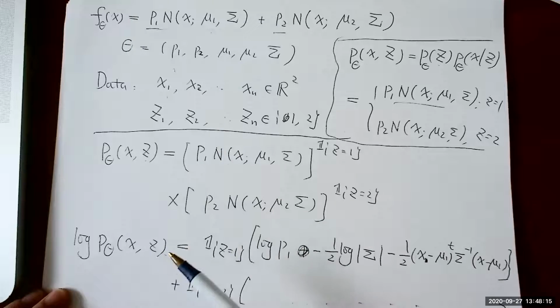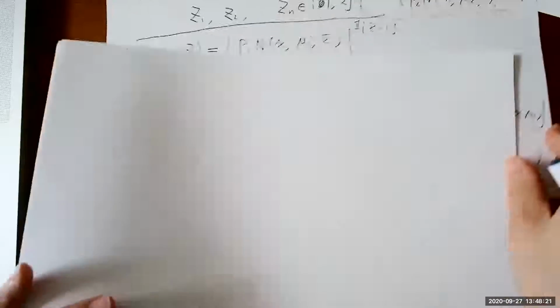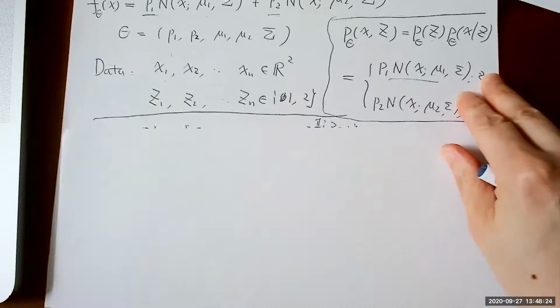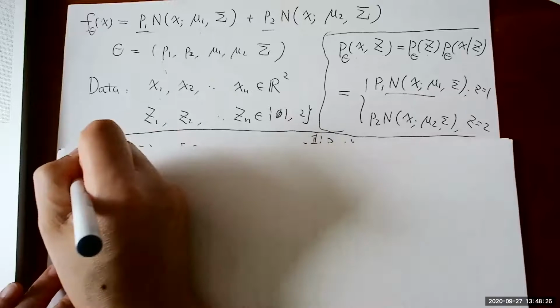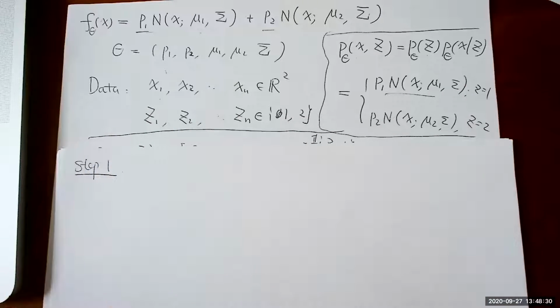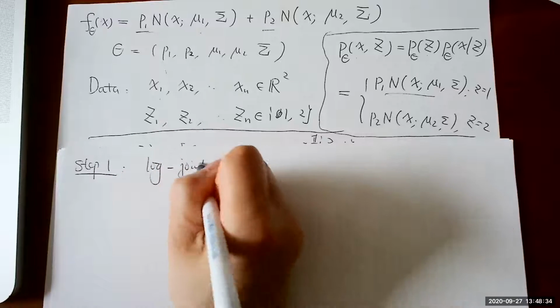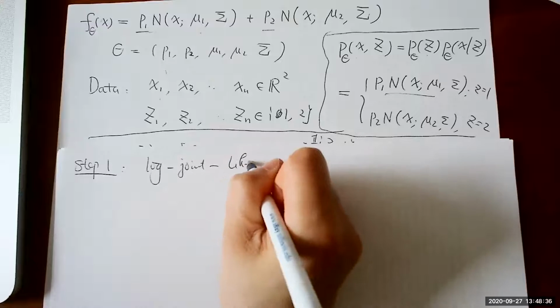Okay, so now we're going to start doing our EM, because the purpose is to find the parameter which maximizes the likelihood. This is our data and our EM step 1, which is the log of the joint likelihood.